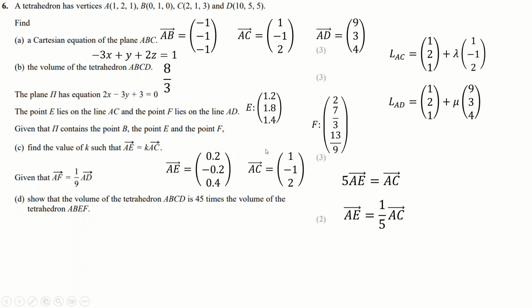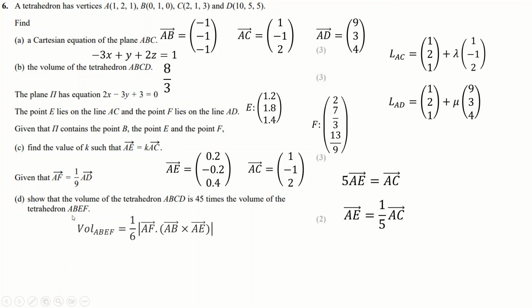Given that this is this, now we can verify that my math is good, because A to F, from here to here is 1, from here to here is 1/3, and from here to here is 4/9. If I times 1, 1/3, and 4/9 by 9, I think I get 9, 3, and 4. So that's perfect. I think I've got this right, hopefully. Show the volume of the tetrahedron of this is 45 times what, you can read.